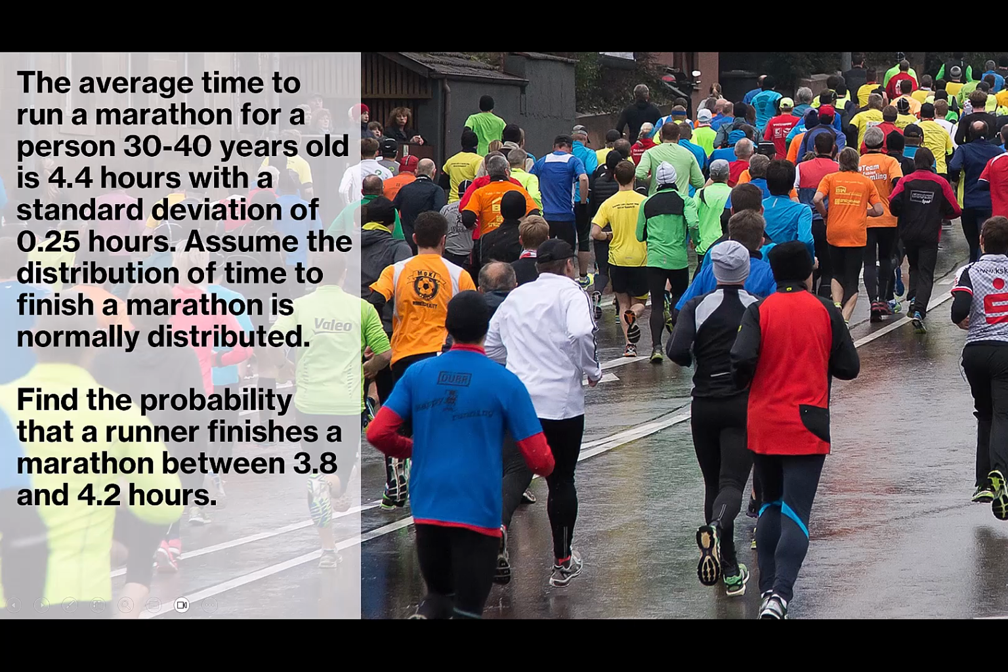Our last example says the average time to run a marathon for a person 30 to 40 years old is 4.4 hours with a standard deviation of 0.25 hours. Assume the distribution of time to finish a marathon is normally distributed. Find the probability a runner finishes a marathon between 3.8 and 4.2 hours.